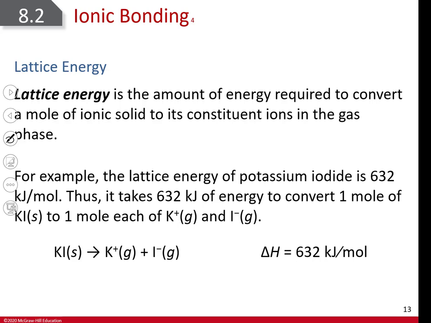So for example, the process for potassium iodide: if I started with the ionic compound and broke it apart into the two separate ions in the gas phase, the lattice energy for this would be the amount of energy it takes to run this process. For this particular example, it's 632 kilojoules. That's how much energy it would take to break the lattice bond, or break the ionic bond.